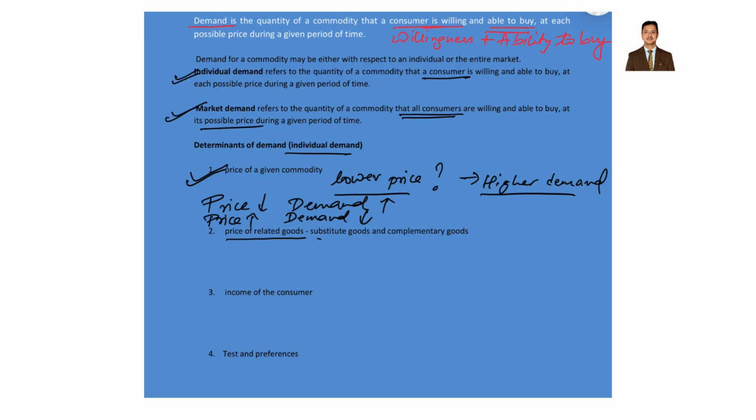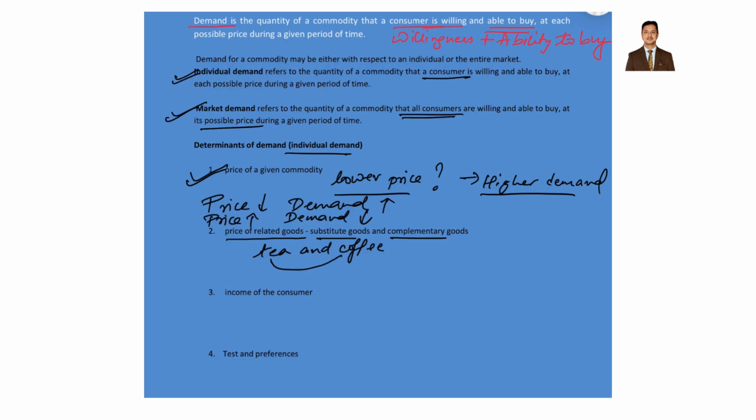The other determinant is the price of related goods. Now, related goods can be either substitute goods or complementary goods, right? The most common example of substitute goods is tea and coffee. Either people take tea or people take coffee, right? Both are substitutes, can be replaced. Now, these are the kinds of products that can be used in place of one another, goods that can be easily replaced, right?